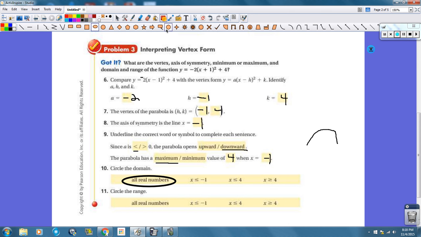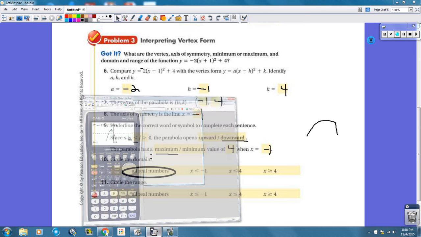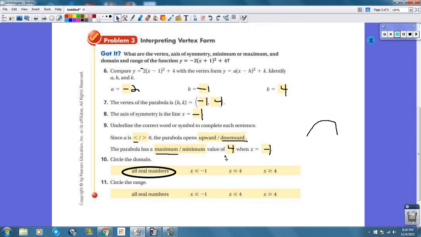And then they want to know what the range is. Well, let's go back and let's look at the graph. Now, the highest point is where y=4. So your range is going to be, or let's see, it should say y, but on my paper it says x. All kinds of typos.